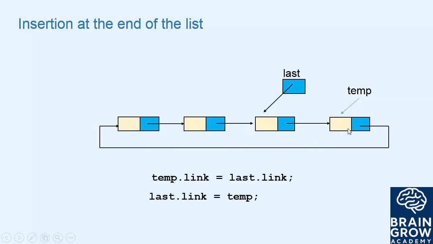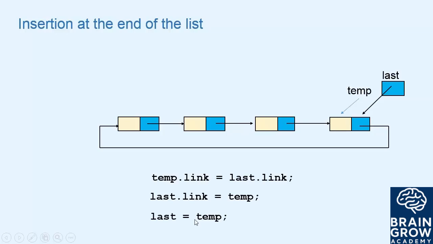Now this node is the last node of the list. So last should refer to this node. So we update last and make it refer to this new node. So this is how we can insert a new node at the end of the list. Now insertion in between the list is same as in non-circular linked list.